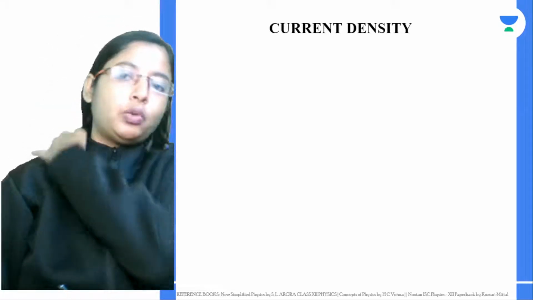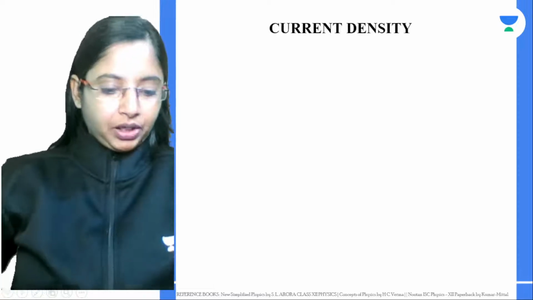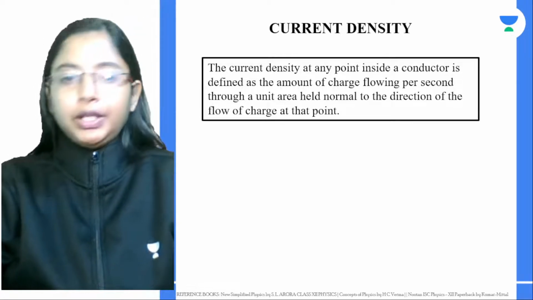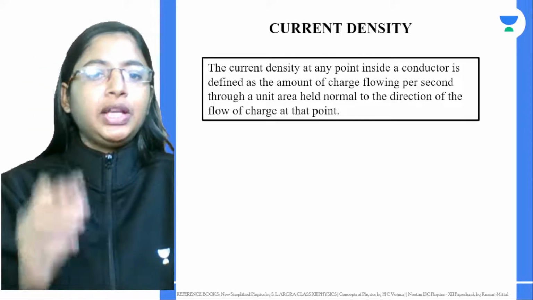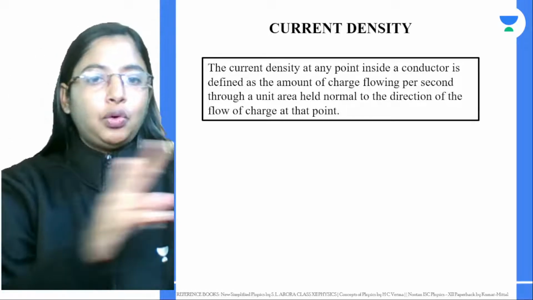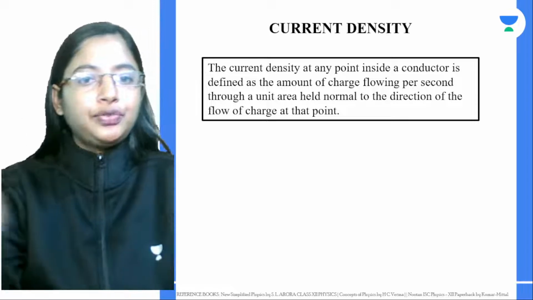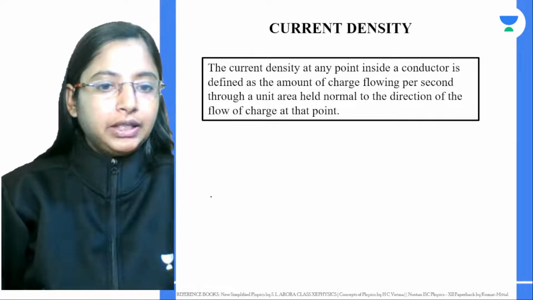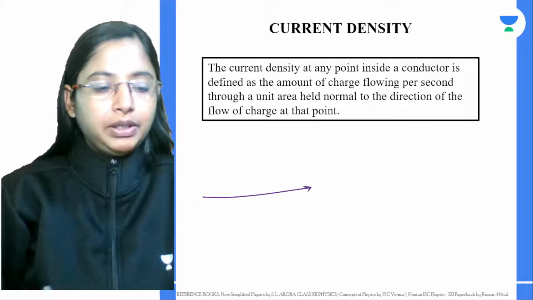Now let's see what is current density. Current density is a very simple concept, right? Now you take a particular area. Let's say there is a charge flow over there. If a charge is flowing in a particular area, what happens? There will be a current, right?